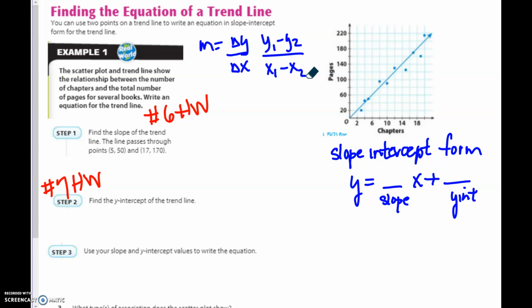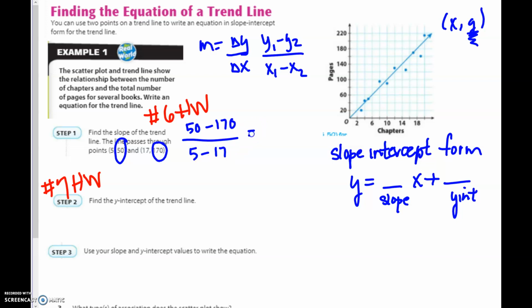Y goes on top. So a lot of times what I had you guys do was circle the two y values so that you would concentrate on those. Remember, in an ordered pair, we always write it x comma y, and y is always the second value. So that's your 50 and your 170. So that's what I'm going to put on top, 50 minus 170, just like the formula says. Now I'm going to go in and find my x values, which are the first numbers. So I have 5 minus 17.